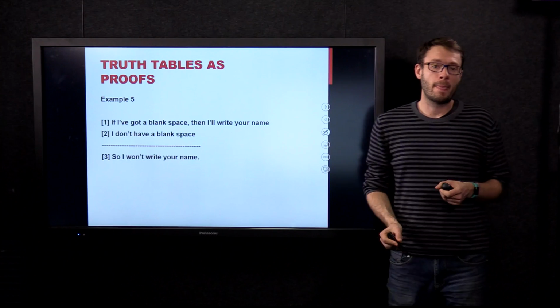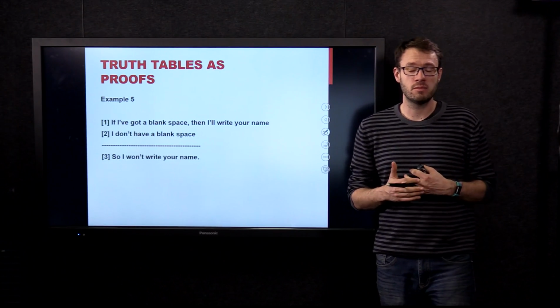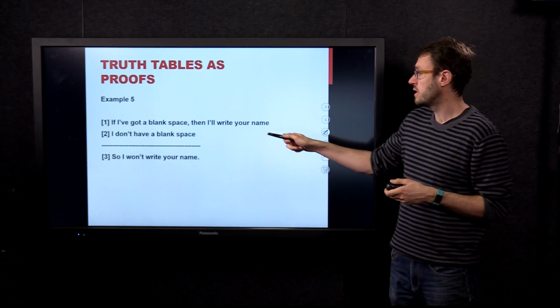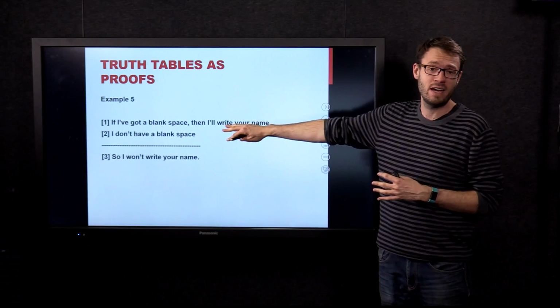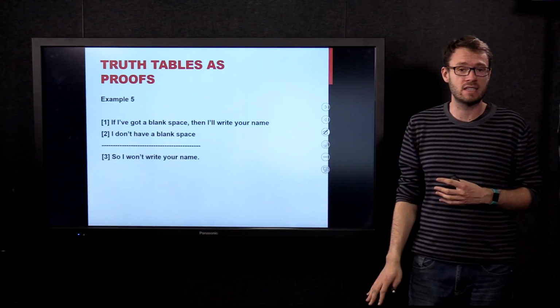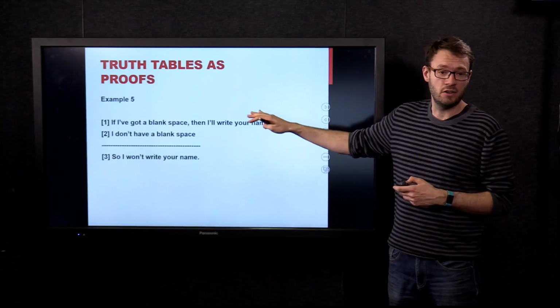Next case. Again, what we're trying to do is work out whether this is a valid or invalid argument. This time the argument's given to us by Taylor Swift. If I've got a blank space, then I'll write your name. I don't have a blank space, so I won't write your name. That's the argument we're given. So we're going to work out whether this argument is valid or invalid.